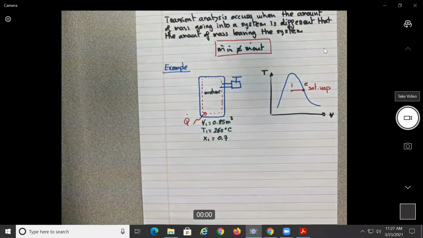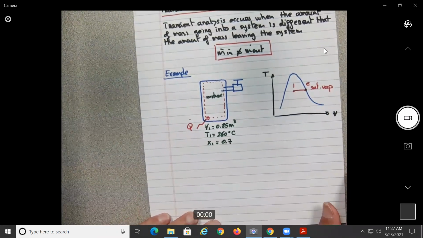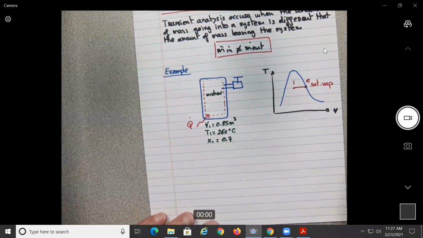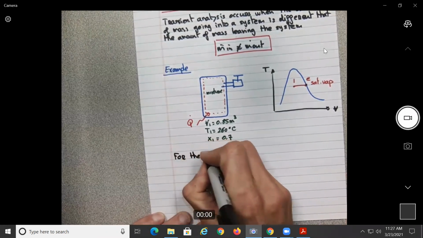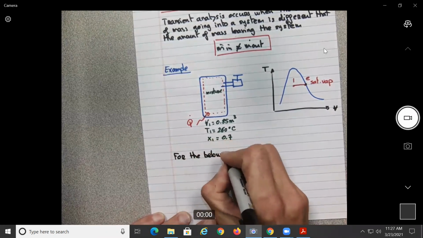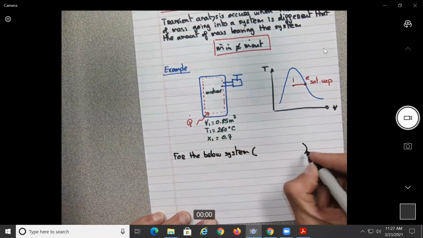All right, so like always, what is the procedure? You need to do a figure, and from the figure, write down the equation, no? So in our problem here, we're going to take the below system, and leave here some space.